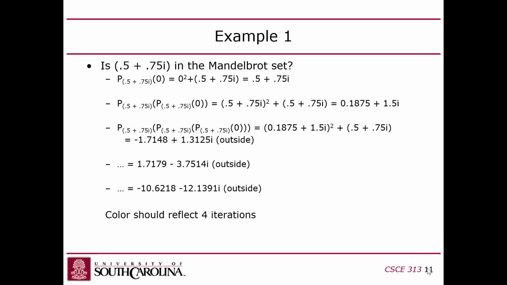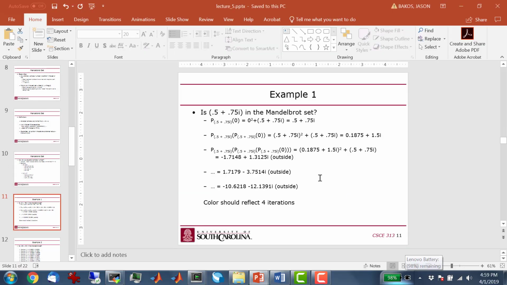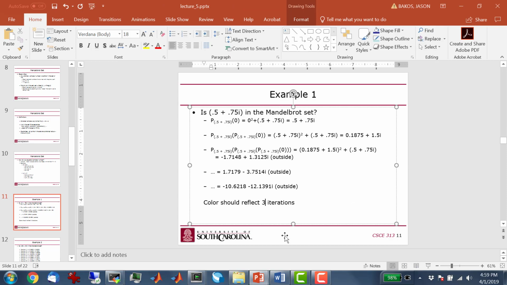But in this case, this one is outside of the set, so it will not be a black pixel, but it will get a color corresponding to how many iterations it took before it left, and it would be 4, I think. 0, 1, 2... Actually, I don't know why I said 4. It should probably be 3. 2 or 3. Yeah, I need to fix that. It should be 3 iterations.